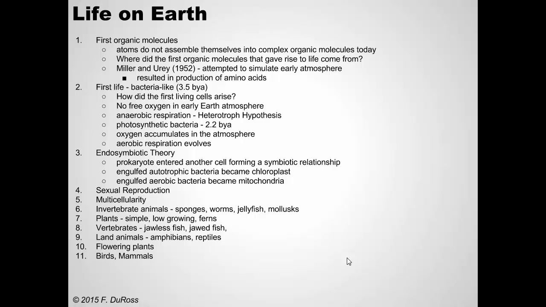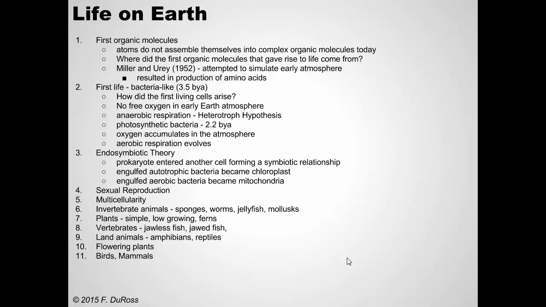Over time, sexual reproduction evolved for the combining of genes to form offspring. Cells, organisms started becoming multicellular. They went from single-celled only to forming colonies of cells to eventually multicellular organisms. Invertebrate animals evolved. Okay? Things like sponges, very simple animals, into more complex animals, worms, jellyfish, mollusks. Eventually, plants evolved and moved onto land, going from simple bryophytes, okay, eventually into more complex tracheophytes.